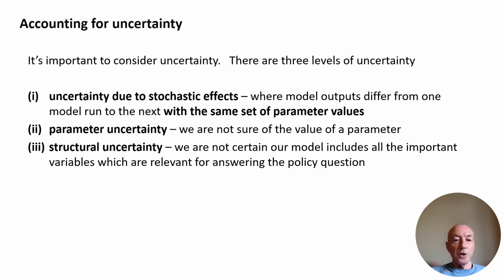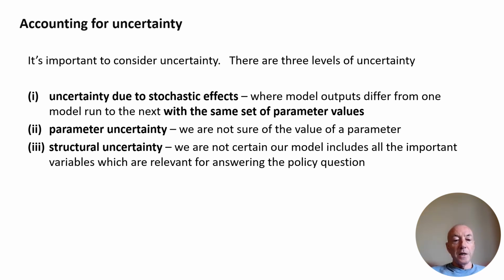So it's important to consider uncertainty. And there are three levels of uncertainty. So there's uncertainty due to stochastic effects, due to the fact that, as described earlier, we're sampling from distributions to update variable values for each individual. This means that the model outputs will differ from one model run to the next, even if we're using the same set of parameter values.